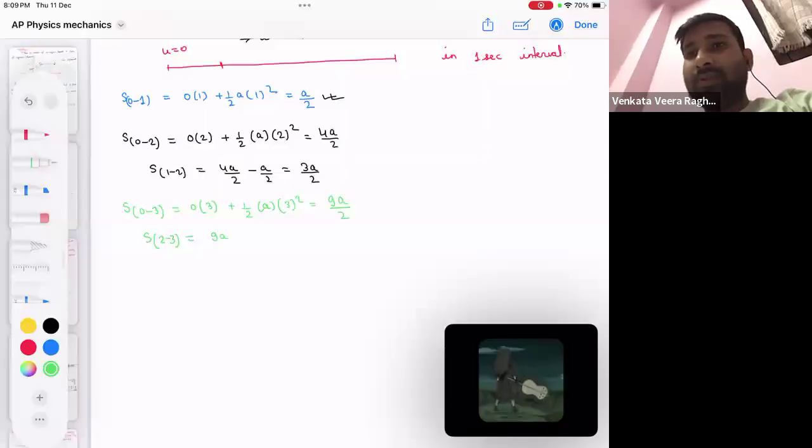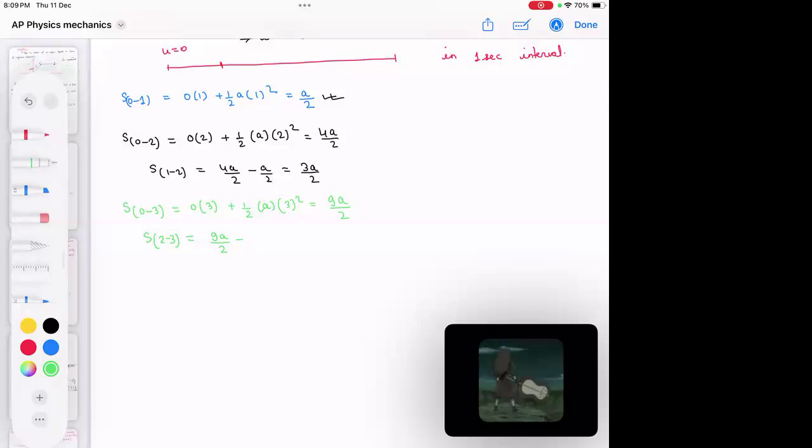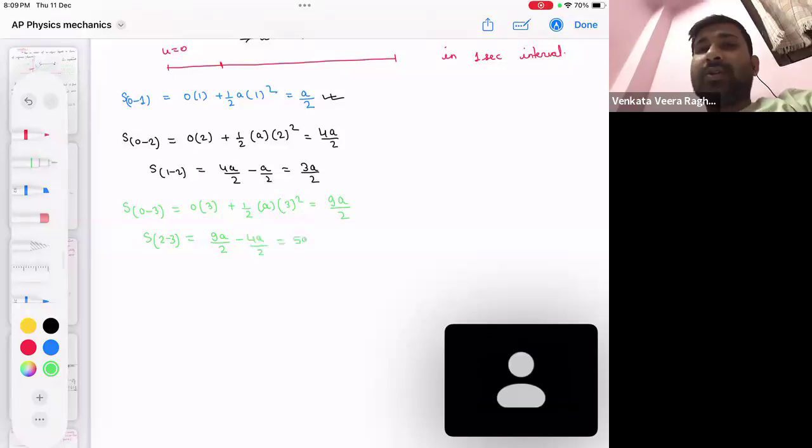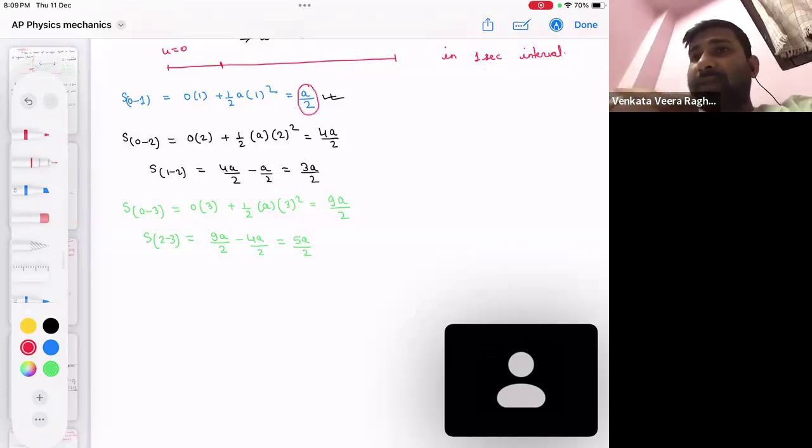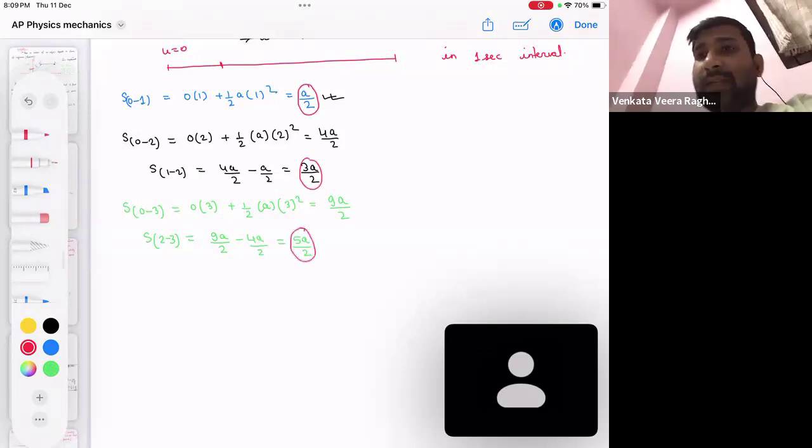Okay. So 2 to 3 second, how much will it become? 9a by 2 minus 4a, which is 5a by 2. Do you see a pattern, or do I need to calculate further? First, 0 to 1 second, a by 2. 1 to 2 second, 3a by 2. 2 to 3 second, 5a by 2.